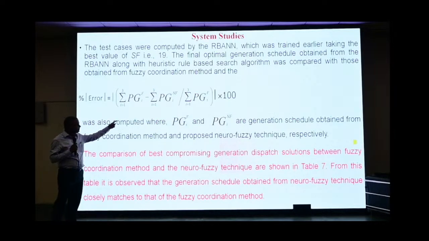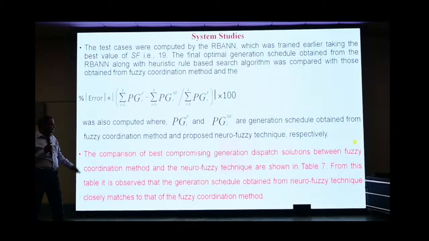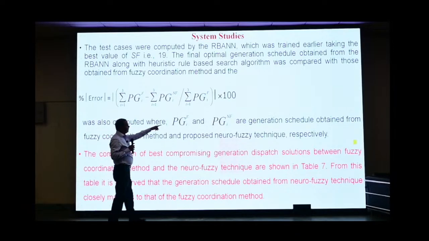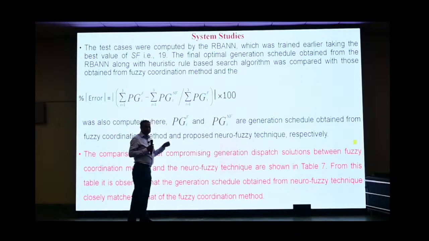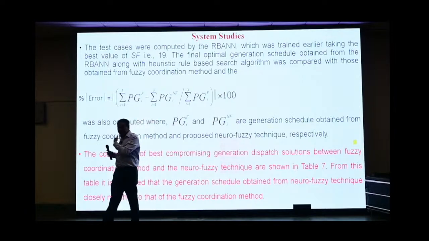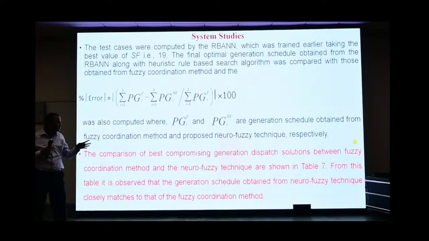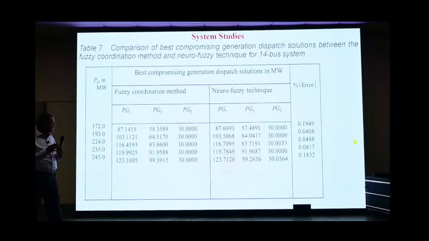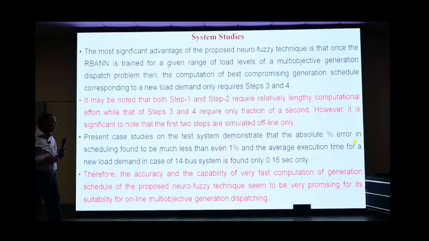How is the error calculated? I have to show that also. F means fuzzy, PCI NF means 0. So the error calculation, both the results are there. You can always verify from the table. I will be short. Next, a comparison is there. Last slide is the conclusion.